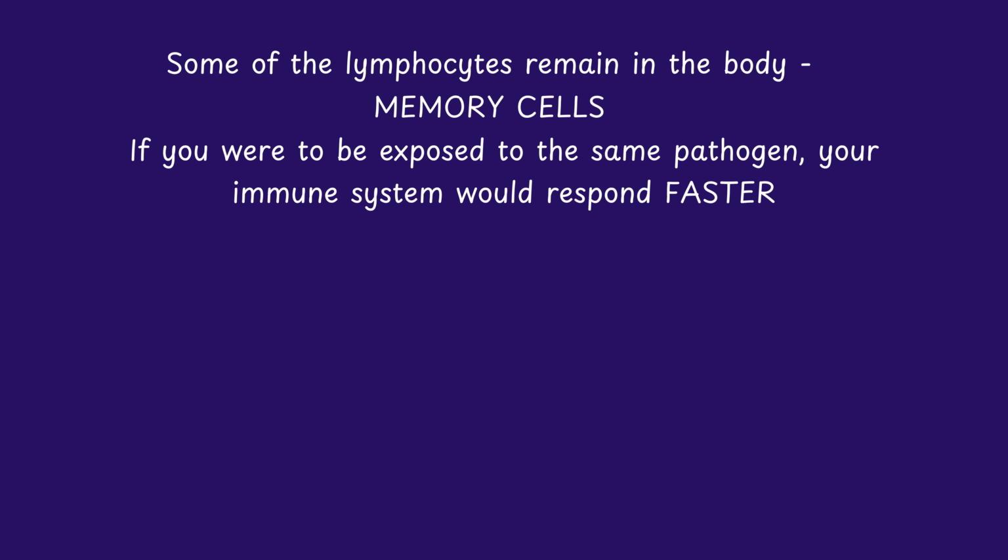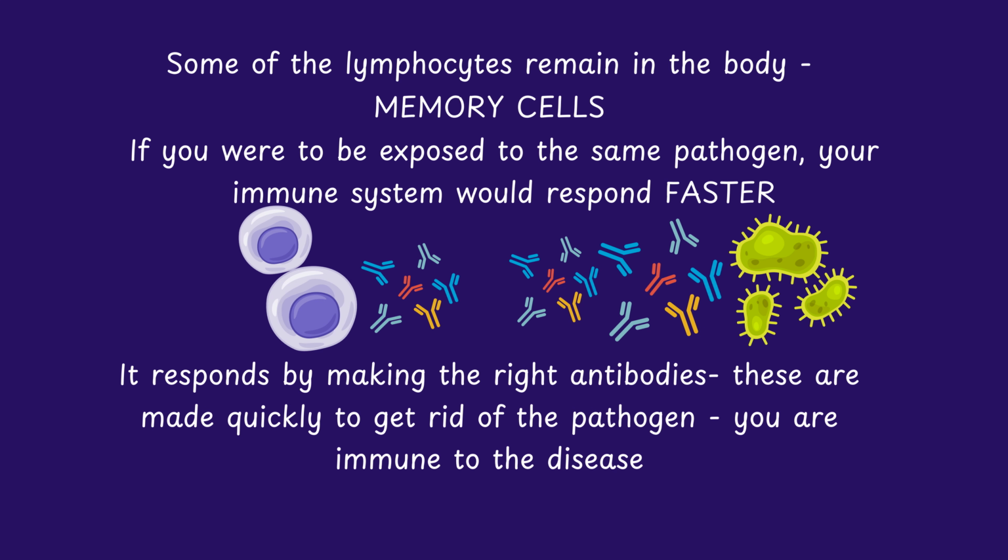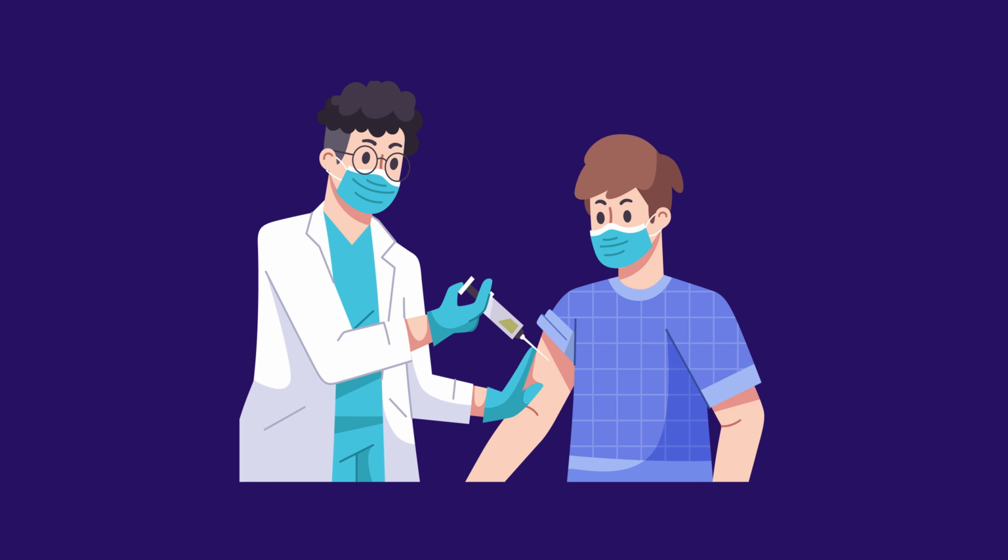If you were to be exposed to the same pathogen, your immune system would respond faster. It responds by making the right antibodies. These are made quickly to get rid of the pathogen. You wouldn't even know that you are infected. And this is when we say you are immune to the disease. Scientists created vaccines from the knowledge they have garnered about the immune system and how the immune system responds to pathogens.